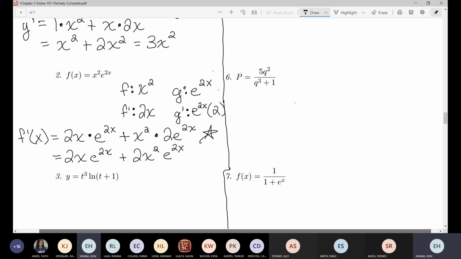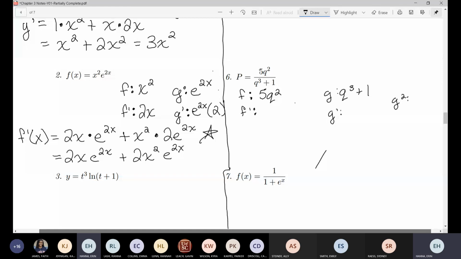Okay, let's do a quotient rule then. So let's jump over to number 6. And again, everything we've skipped, we'll come back to later. Same idea. If you want, you can pull out a little chart of what's your f prime, what's your g prime. And in this case, sometimes I'll forget to write down the g squared because I just bring it in at the end. But if you want to write that down as part of your chart, that's perfectly fine. So we've got 5q squared as our f and our q cubed plus 1 as our g.